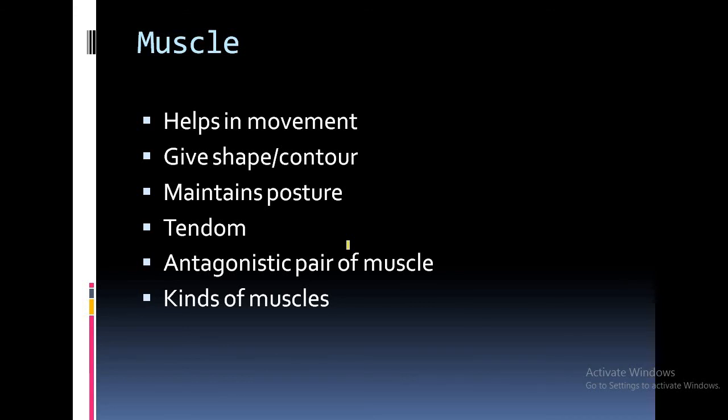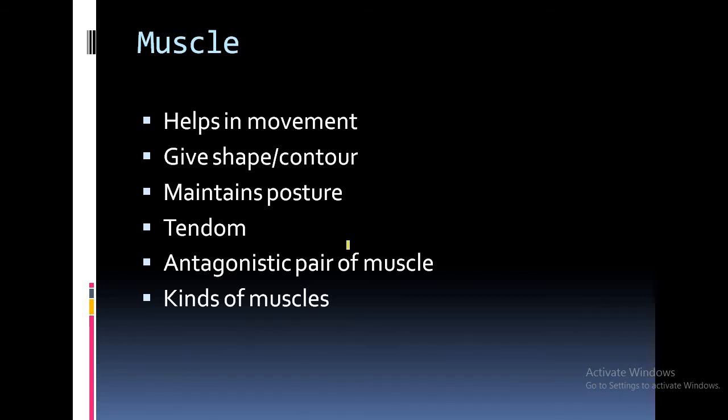Now we have to see the muscles. Muscles help in movement. Due to the muscles, it gives a shape and contour to your body. It maintains the posture. Then what is tendon? Tendon is the type of fibrous tissue which connects bones to muscles. We also know that each bone is covered with an antagonistic pair of muscles. Antagonistic in the sense that this pair of muscles will work in opposition to each other. For example, the biceps and triceps attached to the humerus. So if the biceps contract, the triceps will expand. So that is why the muscles attached to the bones or skeletal muscles are always antagonistic in nature.